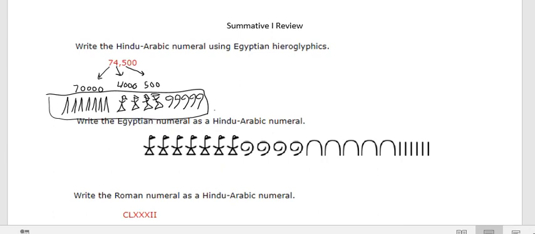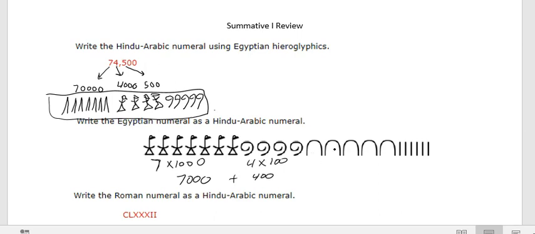Okay, second question, write the Egyptian numeral as a Hindu Arabic numeral. So here I have a lotus plant. So I have 1, 2, 3, 4, 5, 6, 7. So that's 7, and they're each 1,000. So that's going to be 7,000. Then I have these squirrels, which are 1, 2, 3, 4, and each of these represents 100. So I'm going to have 400.